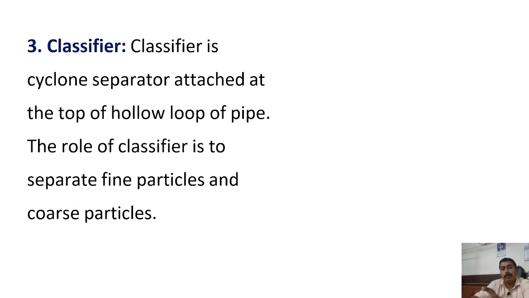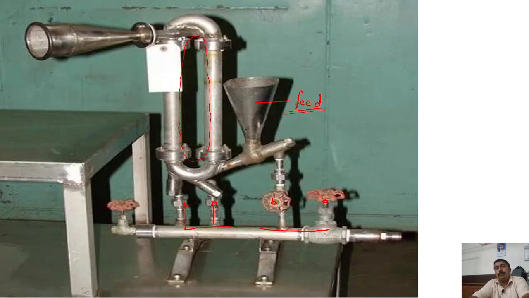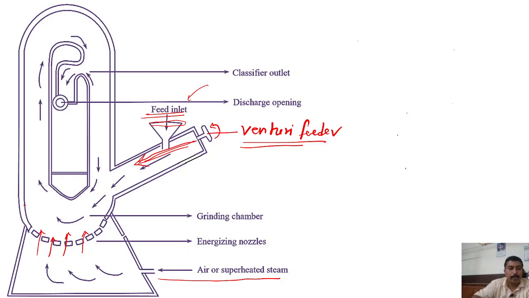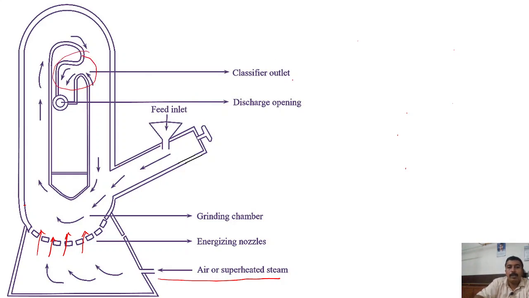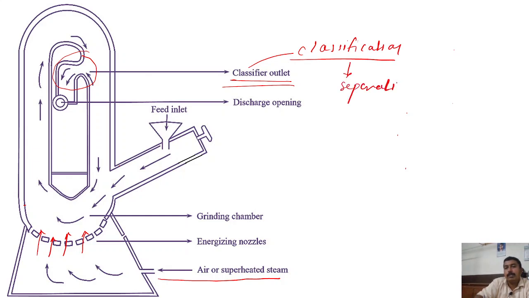The next important component is a classifier. Two components we have already covered: feed inlet and nozzles, meaning the air inlet. Next is the classifier. Where is the classifier? The classifier is present at the top. You can see here, I will highlight with the help of a marker. Here is the classifier. What is the role of the classifier? Classifier, as its name suggests, means classification, and classification means separation. So the classifier is nothing but a cyclone separator, a size separation unit, which we will cover later.